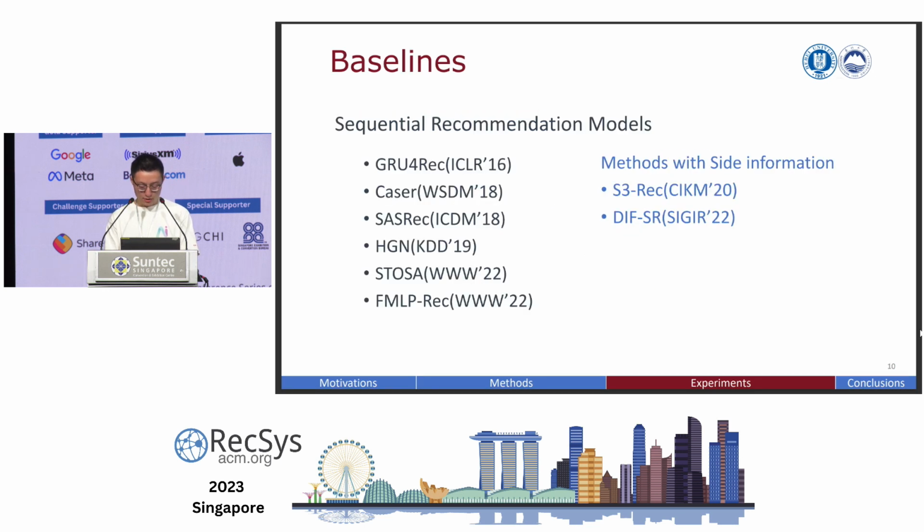We chose 8 recent models used in sequential recommendation tasks as our baselines for comparison. To ensure fair comparison, we also included methods that incorporate side information, such as S3Rec and DIFF. For further details regarding our experimental setup, please refer to our research paper.